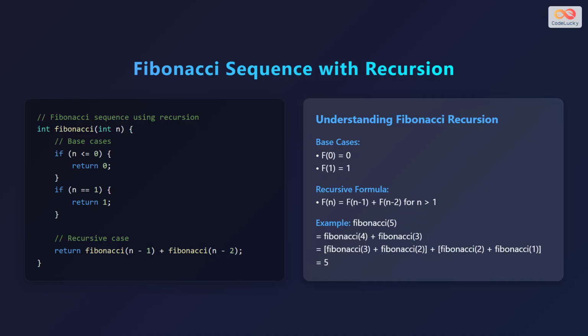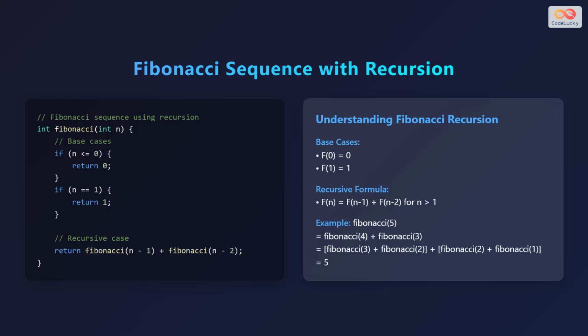Another classic example of recursion is generating the Fibonacci sequence. Here is the code. The Fibonacci function takes an integer n as input. If n is less than or equal to 0, the function returns 0. If n is equal to 1, the function returns 1. These are the base cases. Otherwise, for the recursive case, the function returns the Fibonacci of n-1 plus the Fibonacci of n-2.